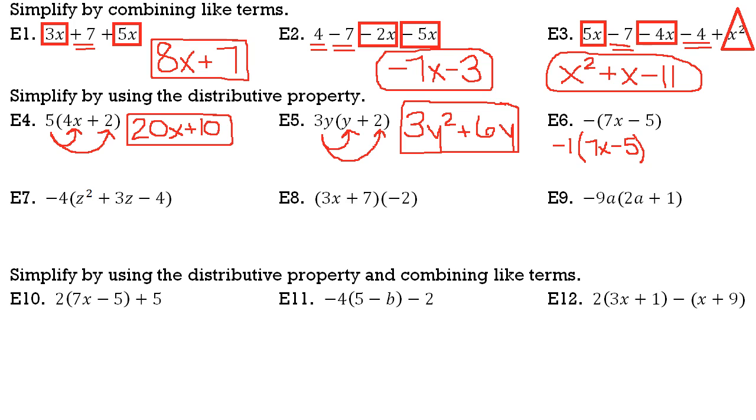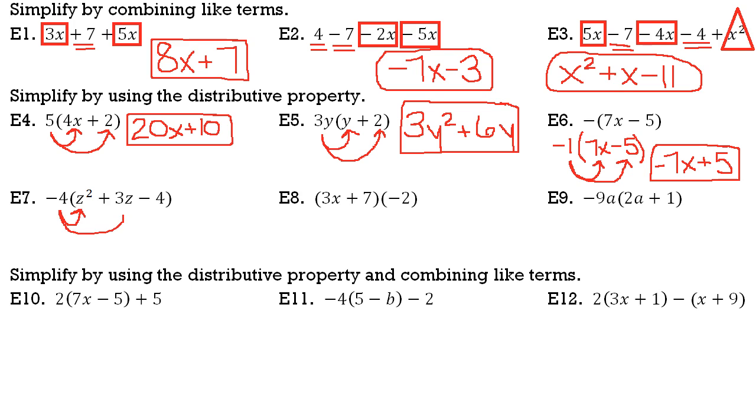They see the negative in front, and they might remember to make the 7x negative, but they don't remember to change the sign of the 5. Negative 1 times negative 5 is positive 5. So if you write out the negative 1 and put a negative 1 in front, you're probably going to be more likely to remember that it goes to both terms, as in it's going to change the sign of the first term and the second term.